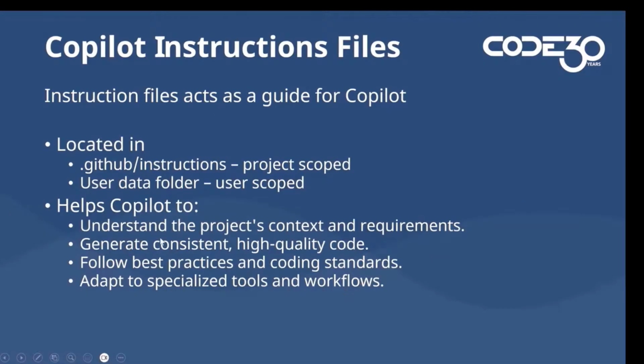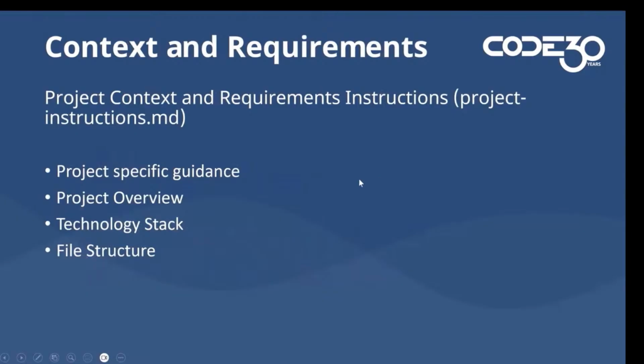So these instruction files, what do they do? Well, they help understand the project context and requirements. They help you generate consistent high quality code. You can provide templates and other things that you'll see for how that code should be built. They help you follow best practices and coding standards, and you can adapt to specialized tools and workflows. So let's take a look at some of the examples of these. I'll be providing all of these examples to you after the session, so you'll be able to use these and incorporate them into your own projects or modify them as you see fit.